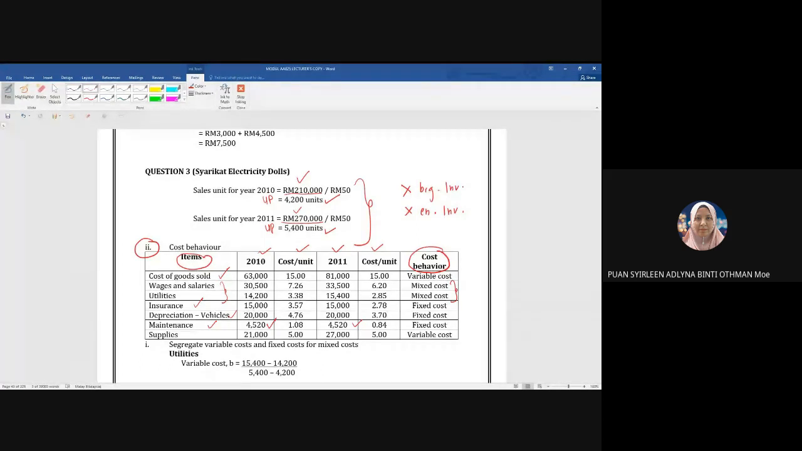Once you have segregated everything, so that everything falls under variable cost or fixed cost, only then can we proceed to our cost function. Because in the cost function there is only A and B. You don't have mixed cost. So that's why if there is mixed cost in the question, you must segregate first. Segregate is English; in Malay it means asingkan.